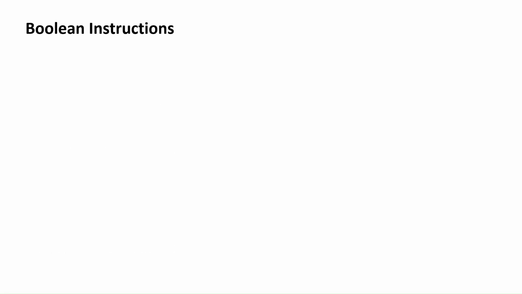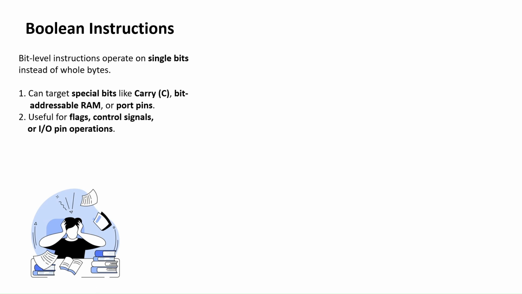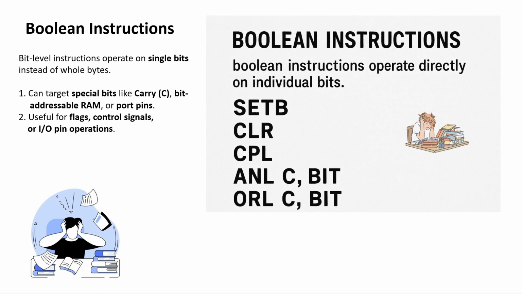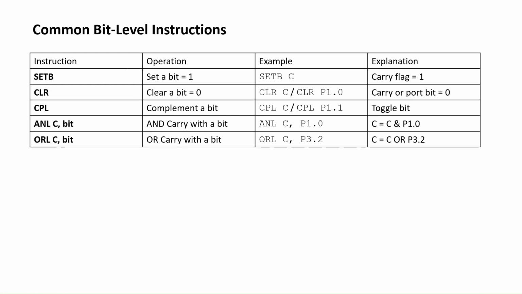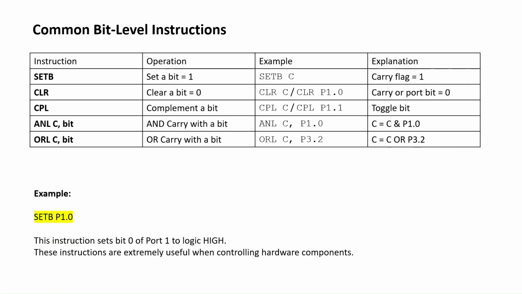For that purpose, the 8051 provides bit manipulation instructions. SETB, set bit operation, sets a bit to 1. Example: SETB C, where C is the carry flag. This instruction makes carry equal 1. Used to turn on an LED or send a high signal. CLR, clear bit operation, sets a bit to 0. Example: CLR C, the carry flag becomes 0.